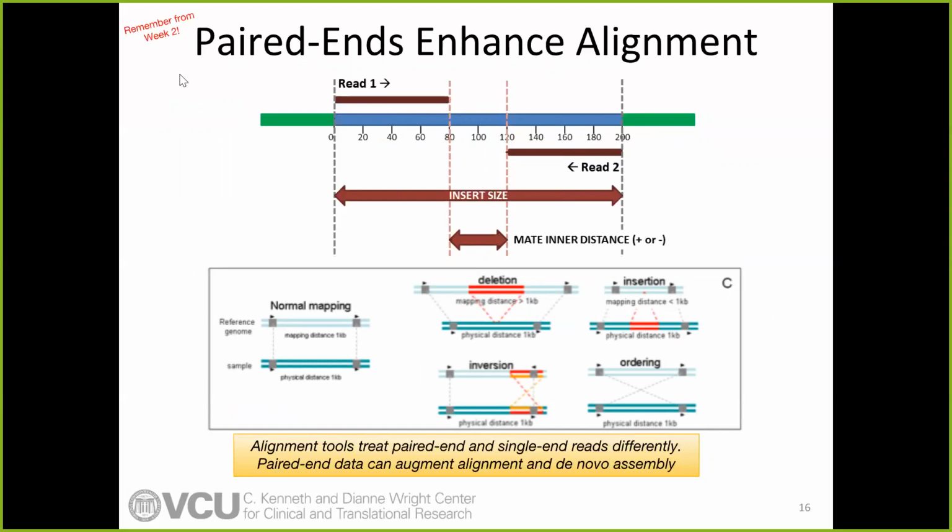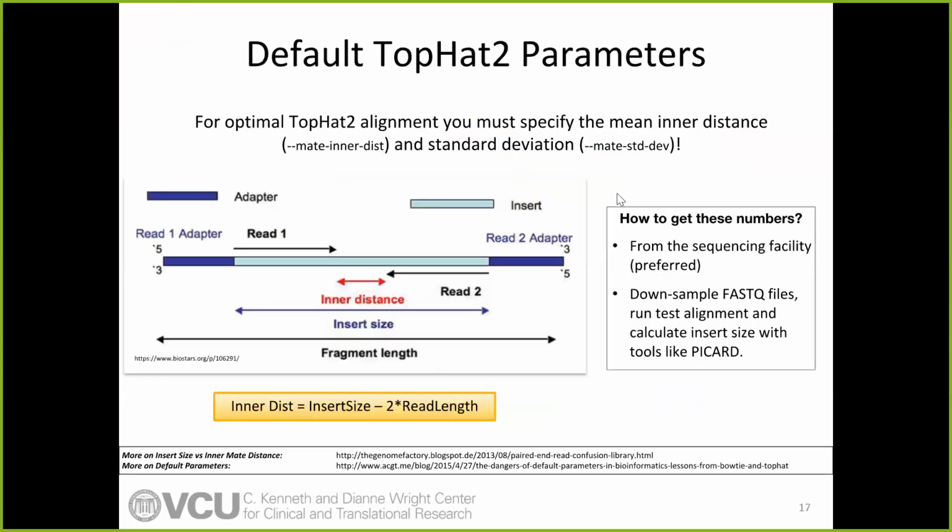Remember we talked about from week 2, paired end sequencing is where you sequence the fragment from one end, and then you also sequence it from the other end. And then you have this insert size, which is the size of your fragment. Aligners like Top Hat 2 actually take this size into account in order to align those two paired ends correctly.